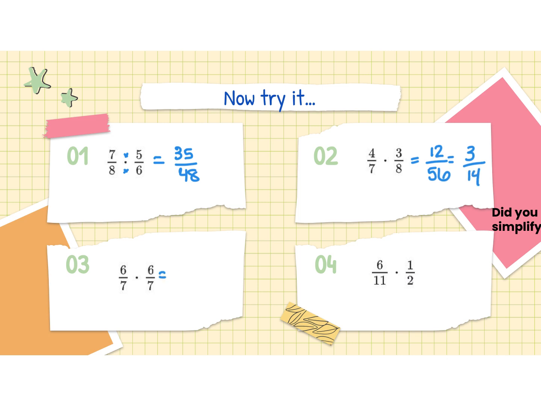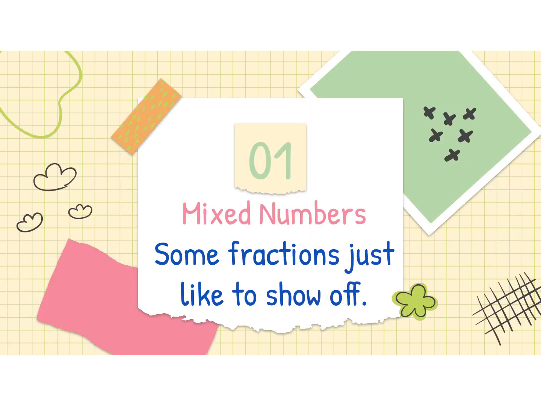All right, next one, 36 over 49. No simplifying on that one. And then the last one on this page is 6 over 22, and they can both be divided by 2 to give you 3 over 11. Hope you did well on that. Let's move on. So we're going to talk about mixed numbers.